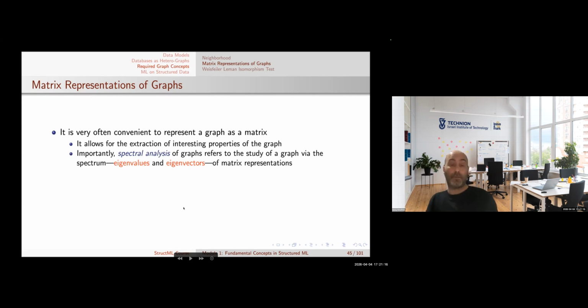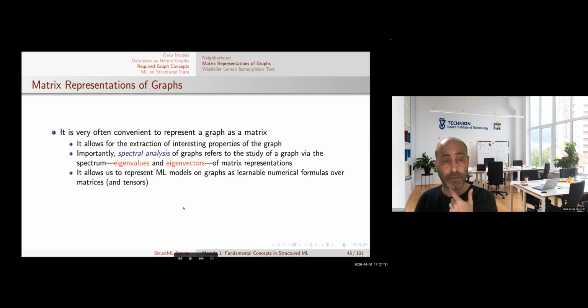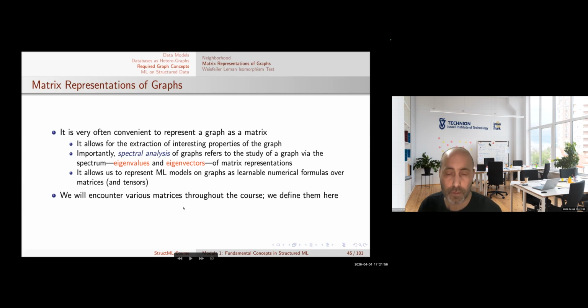There's the field of spectral analysis, for example, where you study properties of the graph by analyzing the eigenvalues and eigenvectors of matrix representations of the graph. We'll see that in the course here. And of course, for machine learning, it is crucial because machine learning knows how to operate on matrices and tensors with GPUs, and you need a matrix representation of your objects. That's why these matrix representations are so crucial. We'll see several of them in the course.